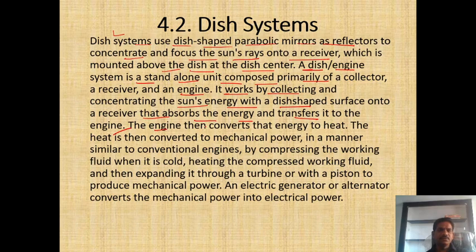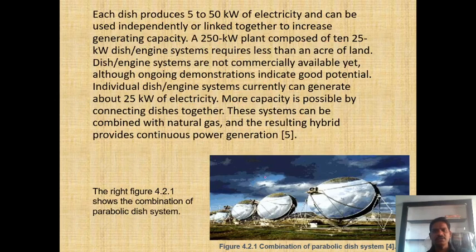The engine then converts the energy to heat. The heat is then converted into mechanical power in a manner similar to a conventional engine, by compressing the working fluid when it is cold and heating the compressed working fluid. Okay, then expanding it through a turbine or with a piston to produce the mechanical power. An electric generator or alternator converts the mechanical power into electrical power guys. So a very simple explanation about this.